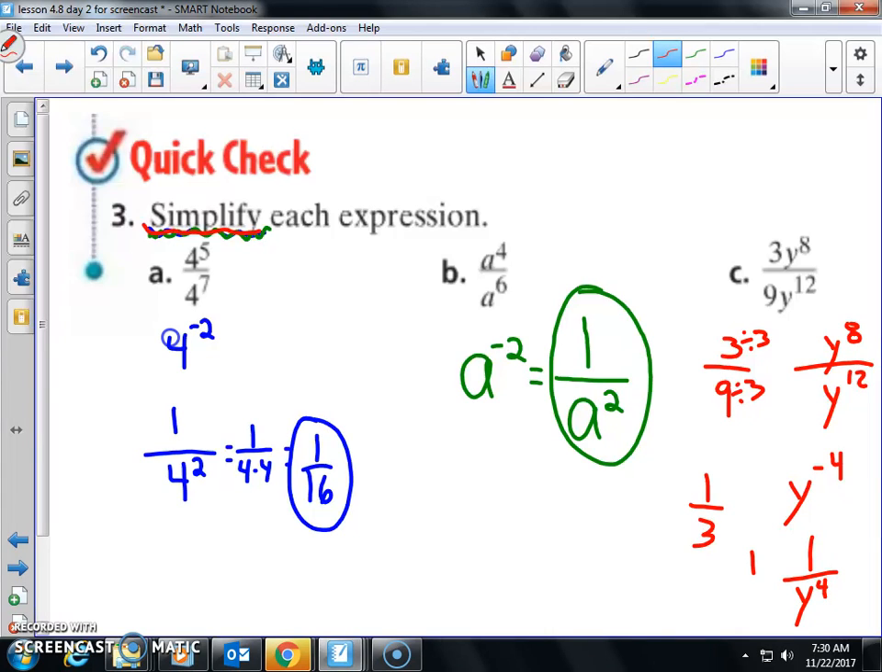Now we've got to take our 2 answers and put them together. On top I have 1 times 1, which is 1. On the bottom I have 3y to the 4th. That's our answer.